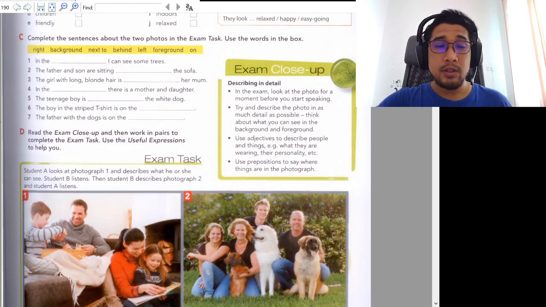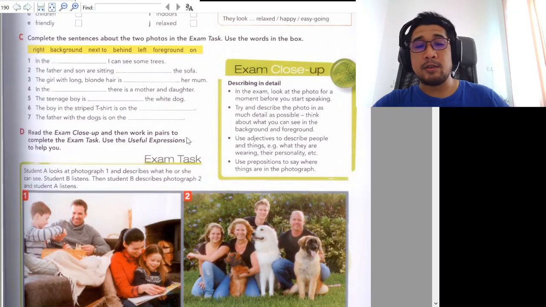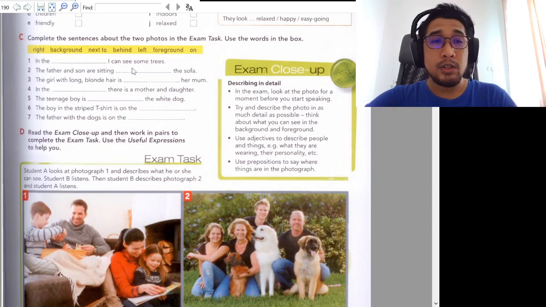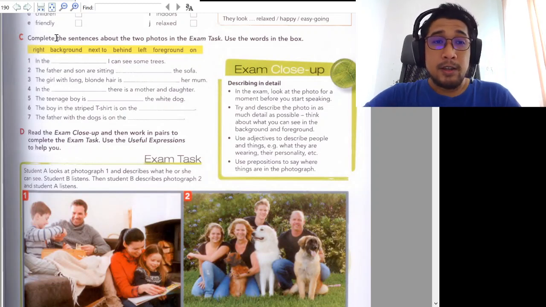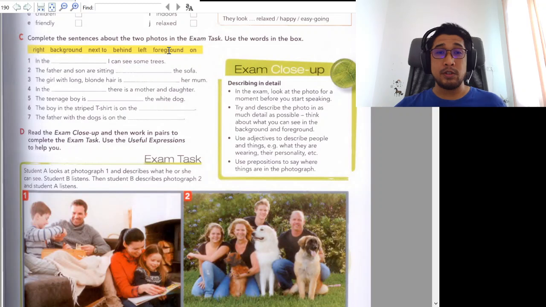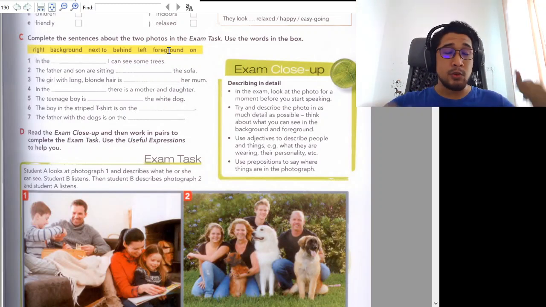So please, exercise C, let me describe a little bit what you need to do. Complete the sentences about the 2 photos in the exam task. So you can see there are 2 photos here, and there are 6, 7 words here. Okay, right, background, next to, behind, left, foreground. Foreground adalah the opposite of background. Everybody knows background. Foreground kat bahagian depan.